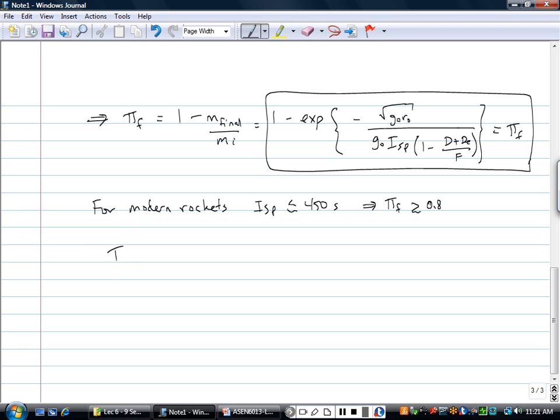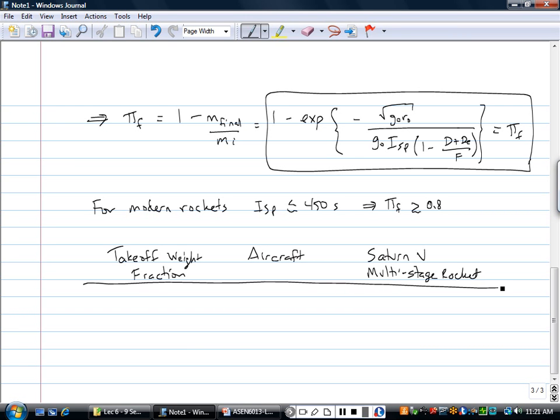So for comparison, we'll have a little table here: takeoff weight fraction. We'll have an aircraft, and we'll have a historical system here, Saturn V. And this is multi-stage, so it's kind of cheating, but that's okay. These are just representative values, so don't lay everything exactly on these numbers, but payload, empty mass, fuel mass, and oxidizer. Let's just call it oxygen.